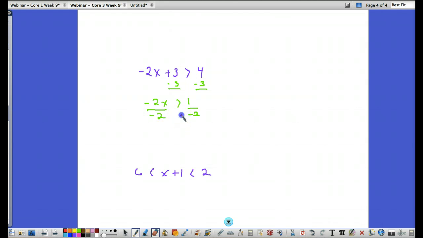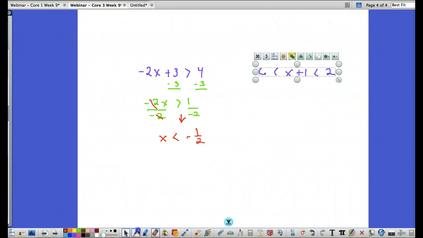So anytime you divide or multiply by a negative like this, then you have to switch the signs. So I switch it like that, and my answer is negative 1/2. That's only when you divide or multiply by a negative, though. Not when you add or subtract a negative, just when you multiply or divide. So be really careful about that. I don't want you guys to get that wrong. And where that comes into play is when you're graphing. If you don't switch the sign, you're going to shade the wrong side.